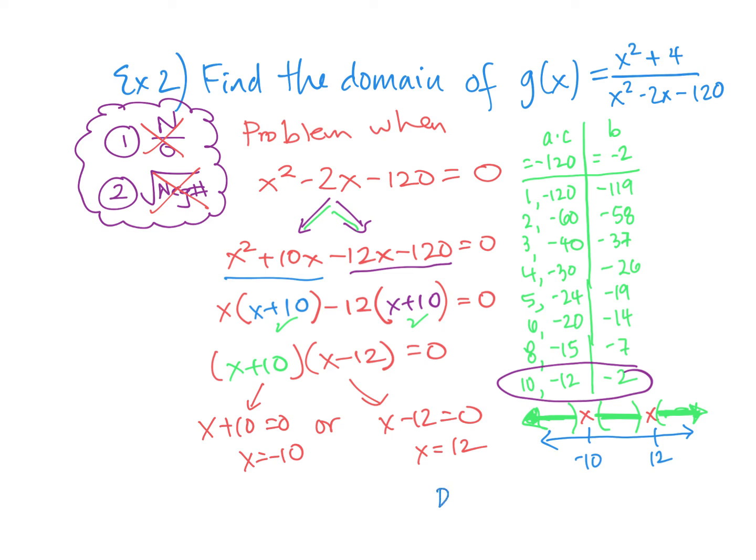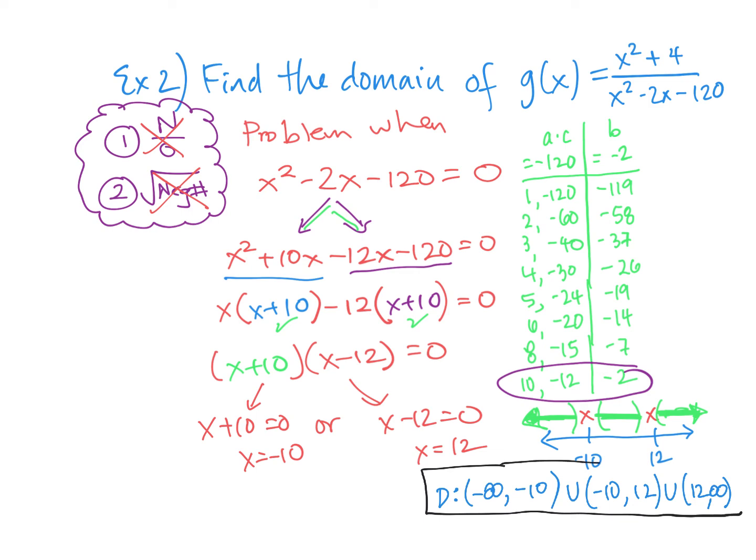My domain is going to be the interval from -infinity to -10, union that with the middle interval that goes from -10 to +12, union that with the interval that goes from +12 until +infinity. And let's box that sucker in black. That's the domain of g of x. Fun stuff, yeah? Okay, let's do one more example before your practice problems.